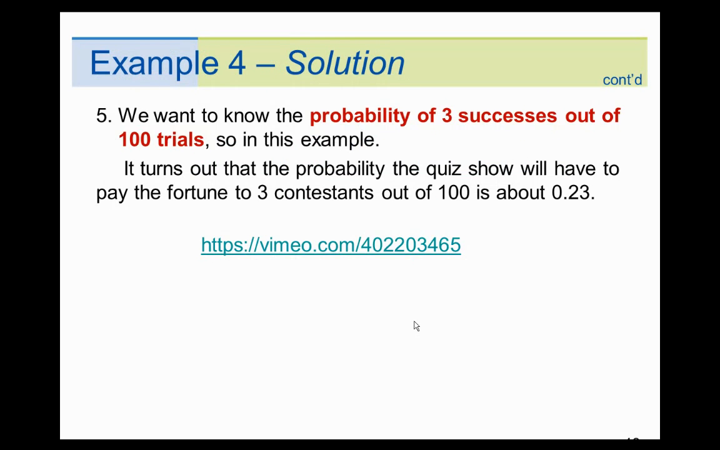And here's the one where the very first question, where the quiz show is interested in, hey, what's the probability they'll have to pay out the grand prize to 3 out of 100 people? And the video shows you, but it's so simplistic after you've seen the cumulative or anything else. This one looks like a piece of cake.